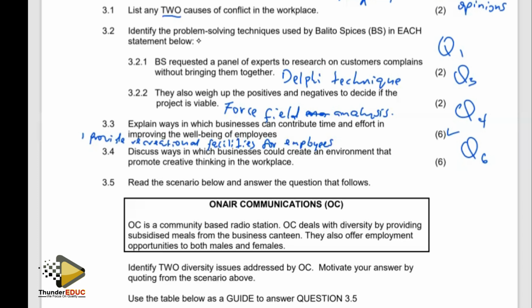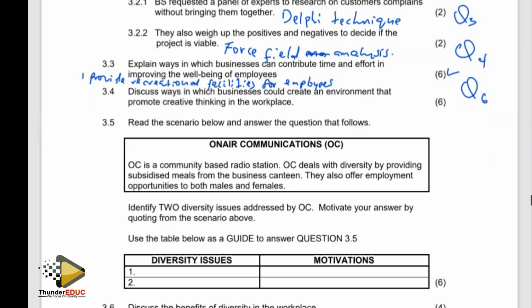And also we are saying that it allows flexible working hours to enhance productivity and also provide for employees' participation in decision making that affects them, and also pay fair bonuses based on business earnings as acknowledgement for hard work and commitment. Okay, right. So now let's move on to 3.4. So now 3.4: discuss ways in which businesses could create an environment that promotes creative thinking in the workplace. So now let's check how businesses can create an environment that is conducive for creative thinking.